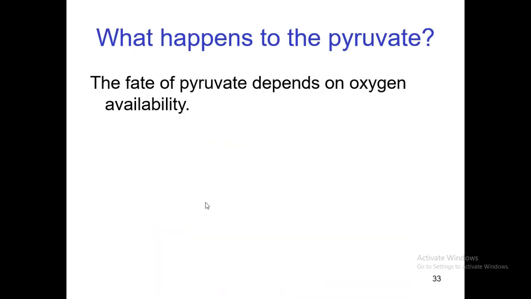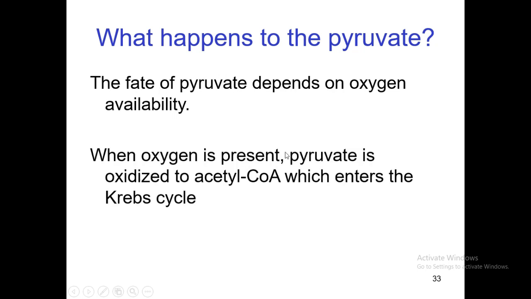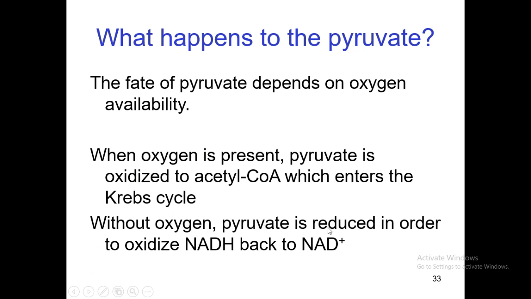So what happens then to the pyruvate? Pyruvate is produced in glycolysis, here in the cytosol. What is its metabolic fate? The fate of pyruvate depends on oxygen availability. When oxygen is present, pyruvate is oxidized to acetyl-CoA, which enters the Krebs cycle. Without oxygen, pyruvate is reduced in order to oxidize NADH back to NAD, forming lactate. This is the pathway of fermentation, and this one is the pathway to the Krebs cycle. We will take this first since this is cellular respiration, so we go first to the route toward the Krebs cycle.